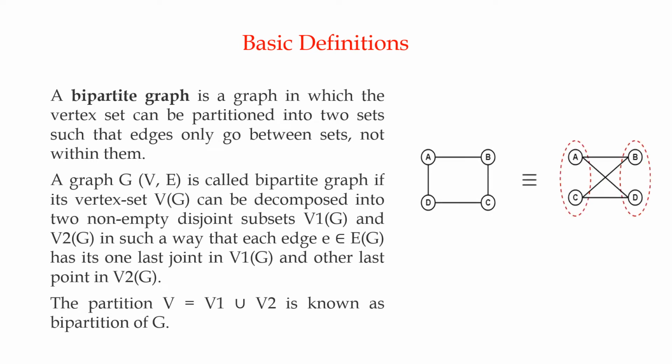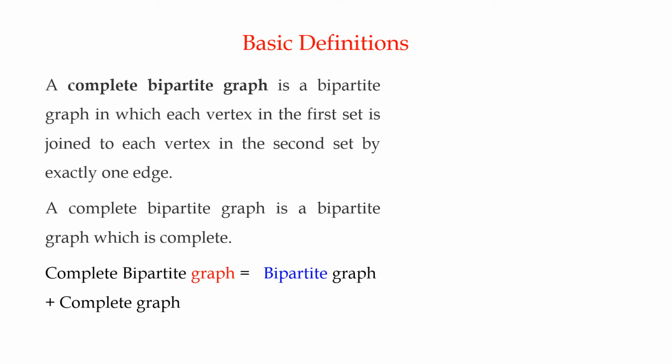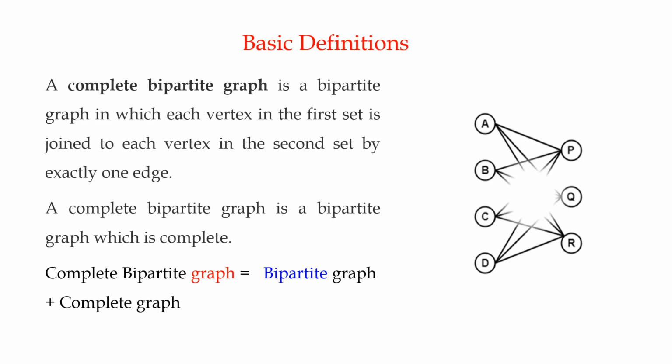This diagram shows the bipartite graph. Next one is a complete bipartite graph. A complete bipartite graph is a bipartite graph in which each vertex in the first set is joined to each vertex in the second set by exactly one edge. A complete bipartite graph is a bipartite graph which is complete. This diagram is a complete bipartite graph.